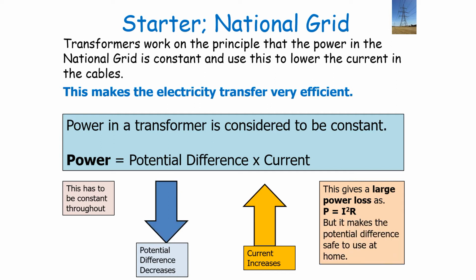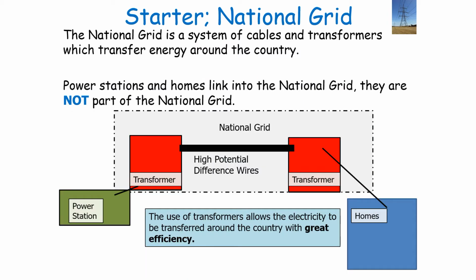But therefore, if in our step down transformer our potential difference decreases, our current would increase, so this would give a large power loss as P equals I squared R, but it does make the potential difference safe to use at home. Now the national grid therefore is a system of cables and transformers which transfer energy around the country.